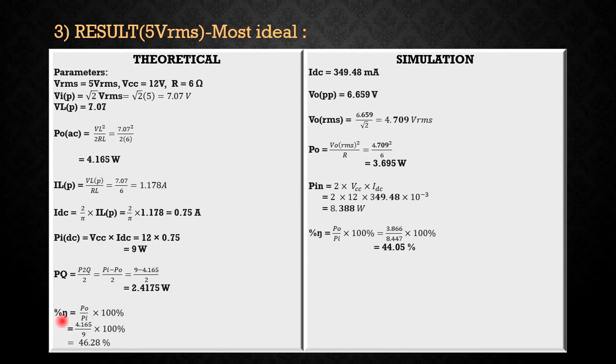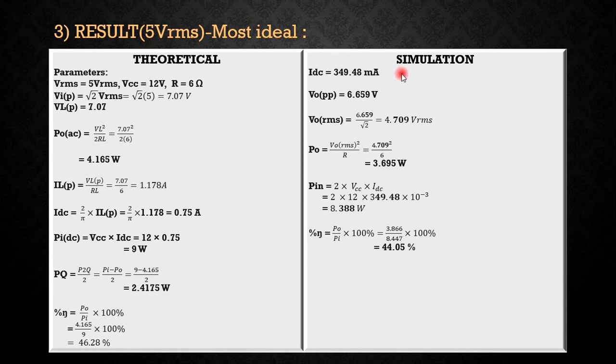After that, we find PQ, which is P input minus P output, divided by 2, which we get 2.4175 watt. For the efficiency percentage, we use P output divided by P input times 100%, which we get 46.28%.